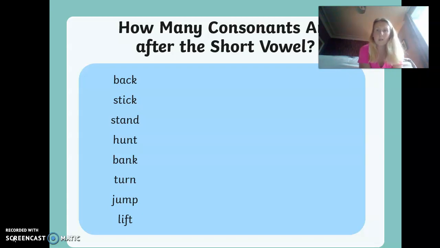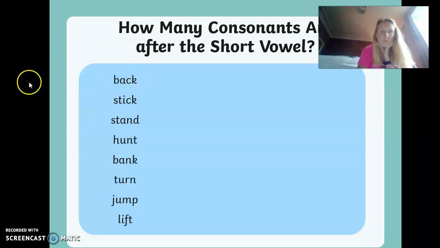So we've got B, A, K, back. So that A is making a short vowel sound. And I can see here that the word back, so B, A, K, and there are two consonants, because these letters are a consonant. And that's what we're learning about today, is vowels and consonants and adding the ing. It's very tricky, is Phase 6. B, A, K. So we've got two consonants after that word back, okay?